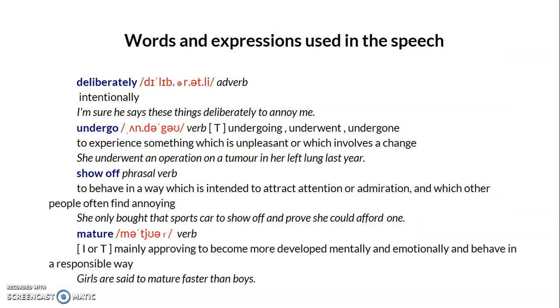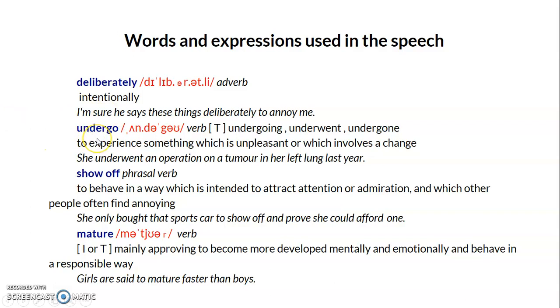Now we'll discuss with you words and expressions used in the speech. So the first word which I use is deliberately. Deliberately means intentionally. In other words, it means on purpose. Example: I'm sure he says the things deliberately to annoy me. So it means he says them on purpose to annoy me.